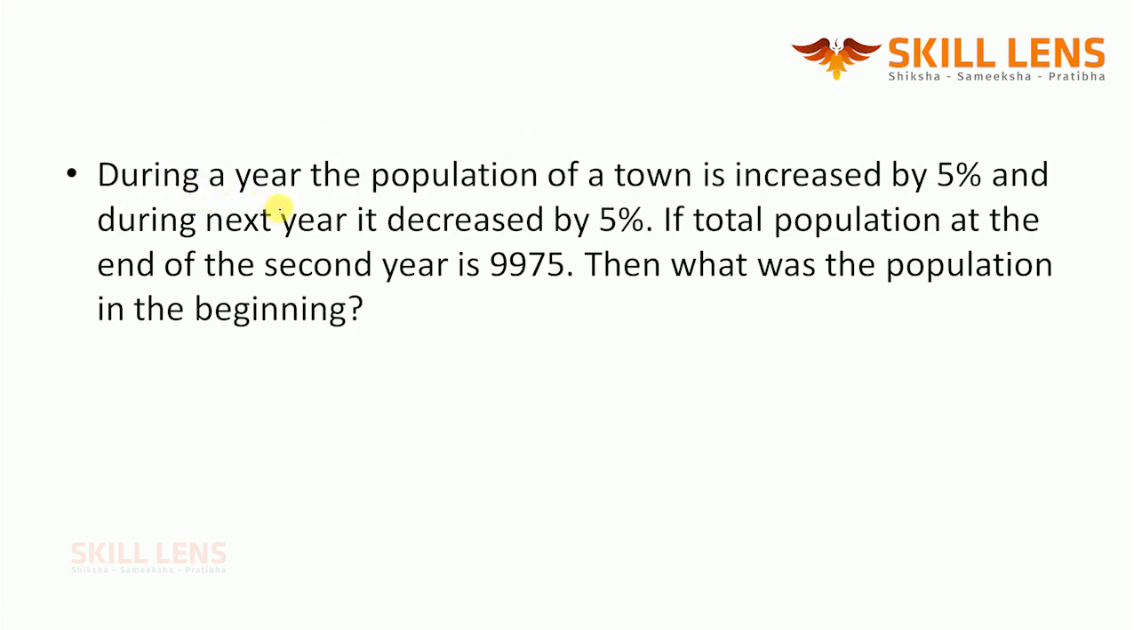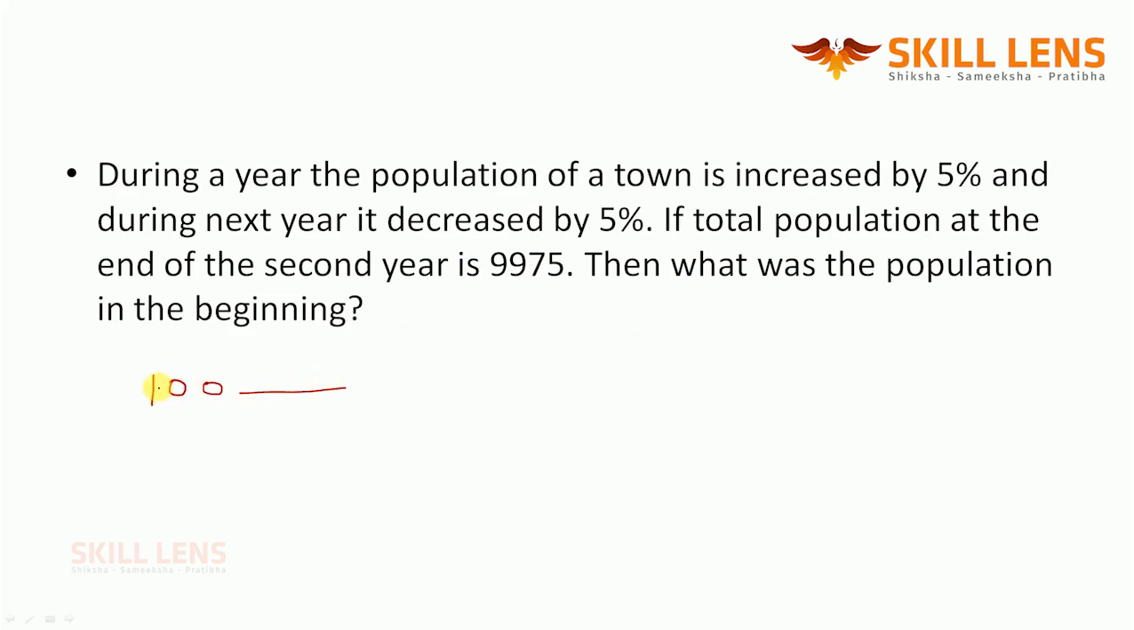During a year, the population of a town is increased by 5% and during the next year, it is decreased by 5%. If the total population at the end of the second year is 9,975, then what was the population in the beginning? Let me assume 100 is the initial population. Why I am not coming from back, you will understand soon.